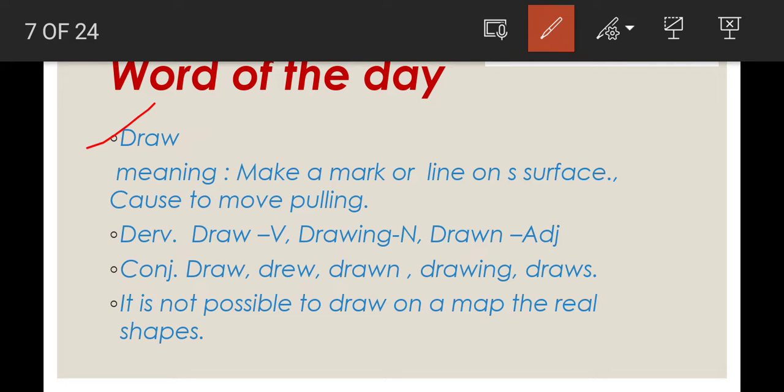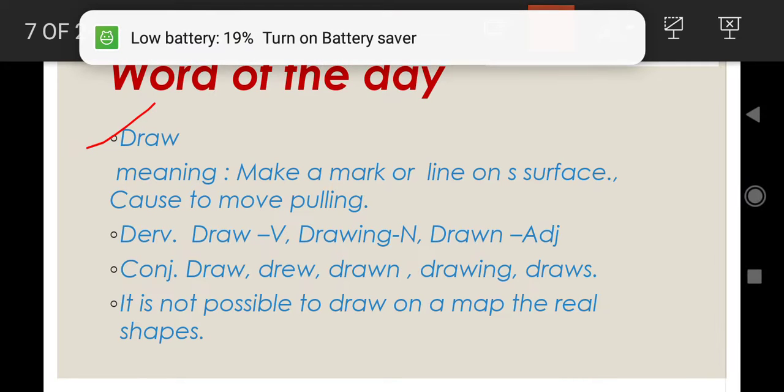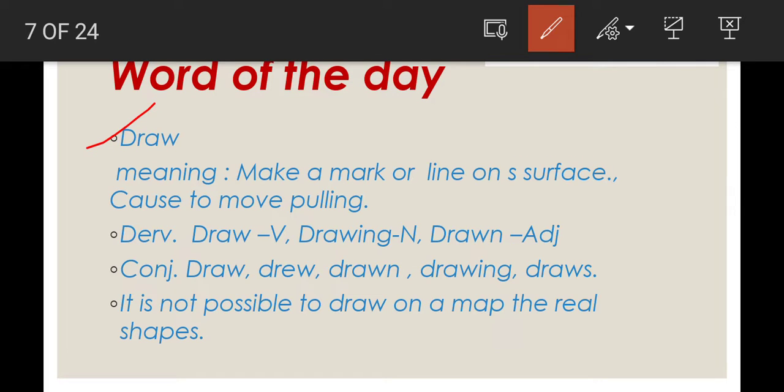Meaning: make a mark or line on a surface; cause to move by pulling. This is draw. Draw is the verb form, drawing the noun form, drawn the adjective. These are the derivatives. What are the conjugations of draw? Draw, drawn, drawing, draws. They are the conjugations. So, for example, see this sentence, children: it is not possible to draw on a map the real shapes. Here, draw is used as a verb.